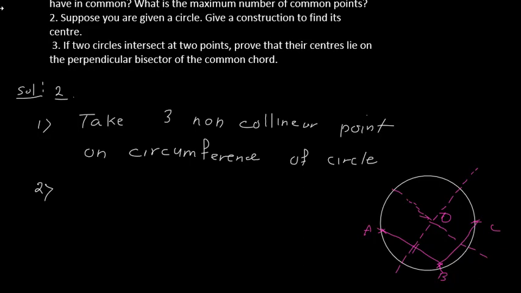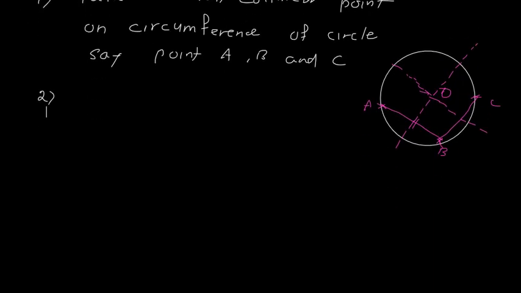Second, let us name those points, okay, better. So here I will say, say points A, B and C. Second, I will join AB and BC, or I will say that draw AB and BC.